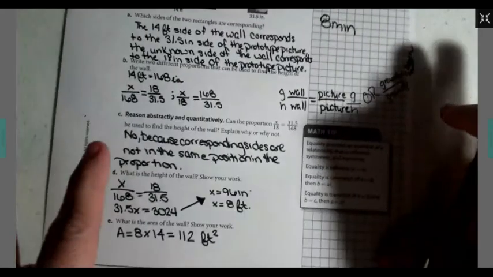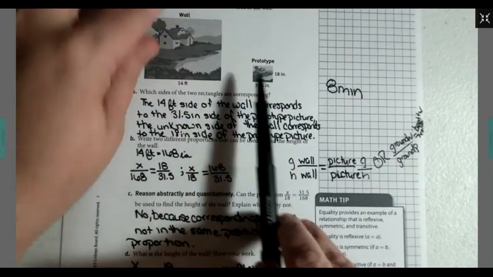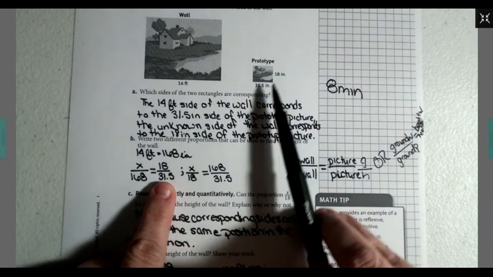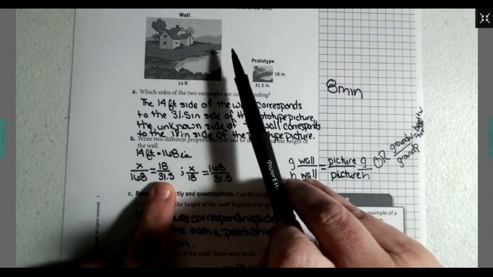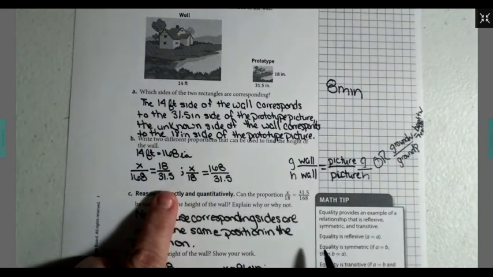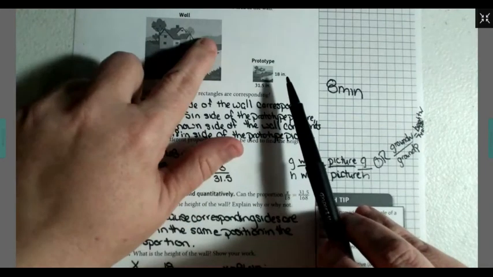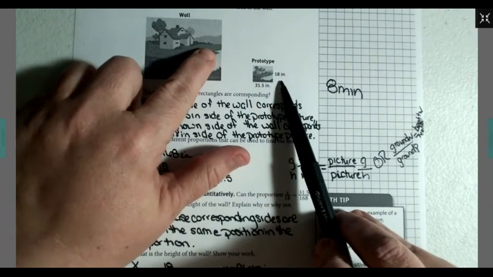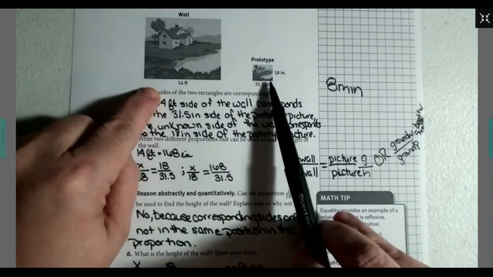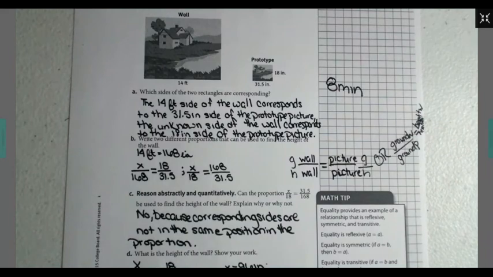So I set it up both ways. I did x, which is my unknown, over 168, and I did 18 over 31 and a half. So I did height over ground, height over ground. Then we could have also done x over 18, so the wall over the picture, versus 14, which is the 168, over 31 and a half. So again, wall over picture.